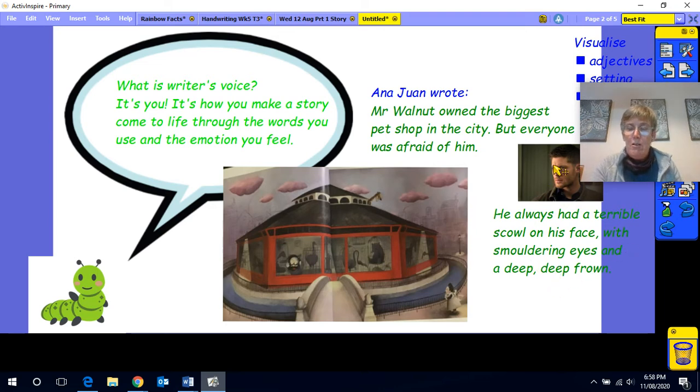And I've put a picture up here on the screen that shows a man with smouldering eyes. So those eyes are not happy eyes. Smouldering eyes are not happy eyes, and a deep frown. And again, the author has used the word deep, deep frown. So she's given us the use of an adjective, the word deep, but she hasn't used it just once. She's used it twice to try and give us a real understanding of that frown.